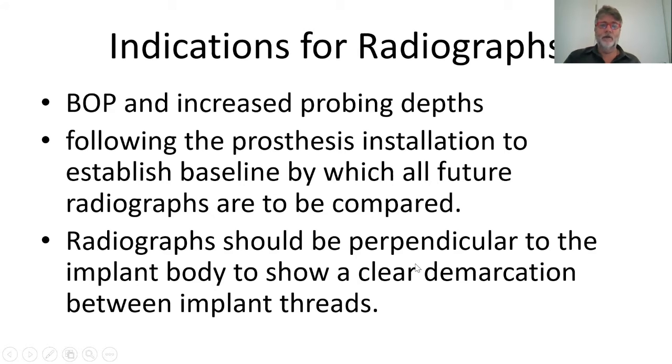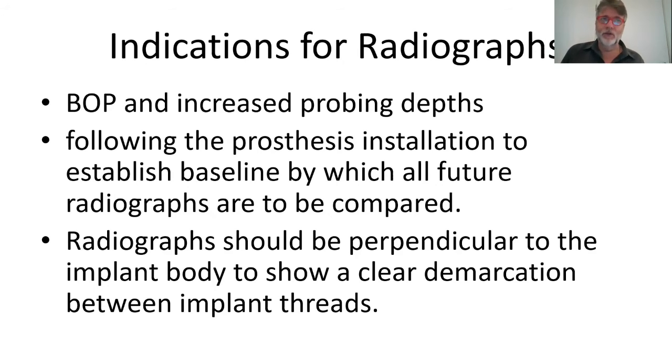The radiograph should be perpendicular to the implant body to show clear demarcation between the implant threads. A lot of times when you're looking at PAs, what you're really looking at is where the implant thread is in relation to the crestal margin. So it might be that only one thread was above the crestal margin the first time, and now there's 2 threads above the crestal margin, so you've lost 1 thread's worth of bone in the successive radiographs.